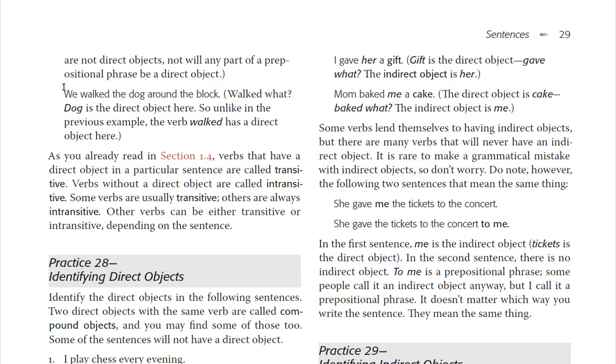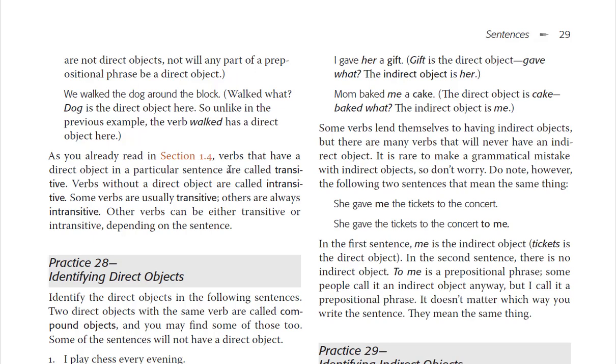So here you have object of a preposition. We walked around the block. Where did you walk? Around the block. So the subject is we, walked is the verb, and the direct object is the dog. Around the block is a prepositional phrase. So the block is the object of the preposition. So this sentence has 2 objects. You have a direct object, and then you have the object of the preposition.